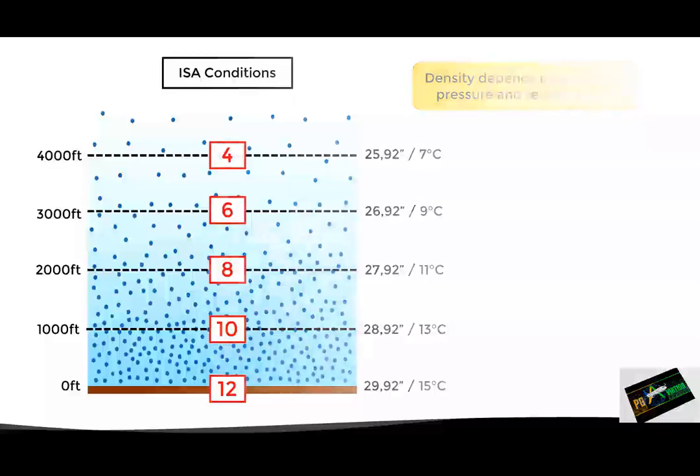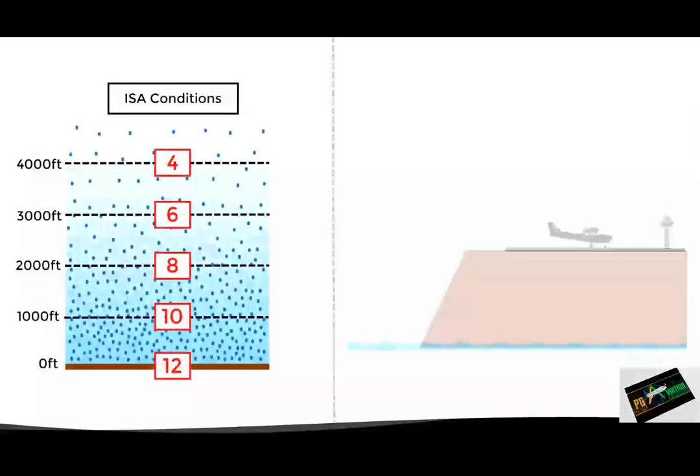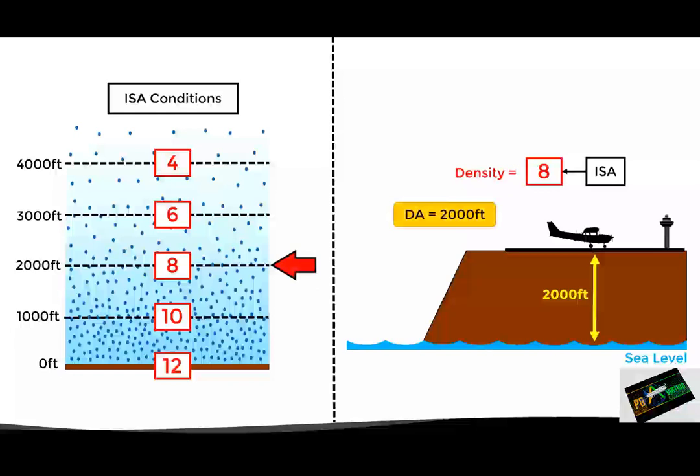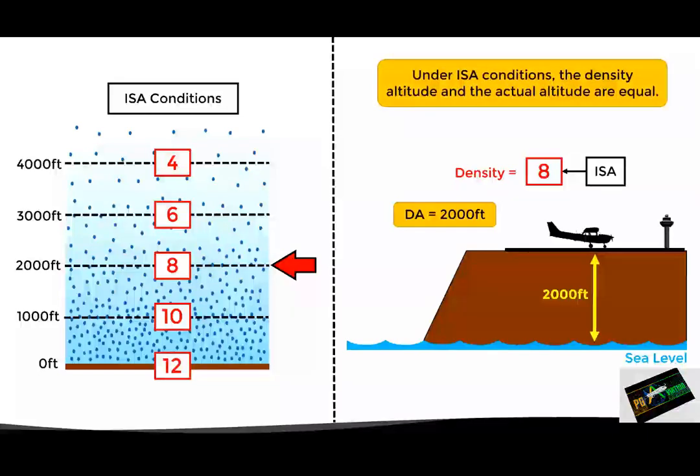With this in mind, let's say we are at an airport with an elevation of 2,000 feet and the conditions are standard. Well, as we can see in the ISA model, at 2,000 feet we find an air density of 8. Therefore we say that the density altitude is 2,000 feet. Nothing complicated so far. We can then say that in standard conditions, the density altitude will be equal to the actual altitude.